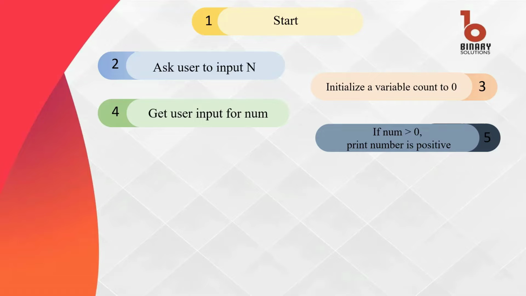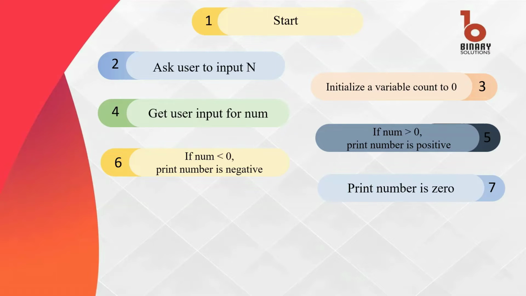The program lands at the sixth step if the fifth step is false. Therefore, if a number is not positive, it could be negative. So this conditional statement will check if the number num is negative. If the number num is negative, the program will print that number is negative. The program lands at this step only if step 5 and step 6 are false. Therefore, if a number is neither positive nor negative, it will be a 0. Thus, this step will directly print that number is 0.